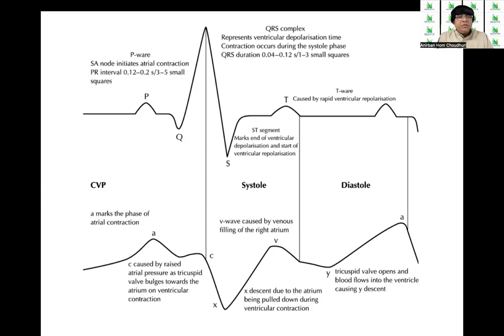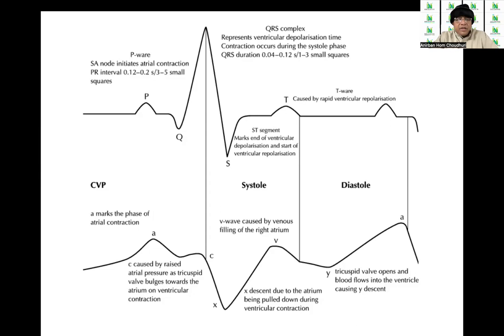And the P wave in the ECG, you can see, is where the SA node initiates atrial contraction, and the PR interval is roughly between 0.12 to 0.2 seconds, and 3 to 5 small squares. And as you can read, this A is correlating, or it falls in the same line as the P's lower half. That is the descent of the P, and the A is in the same line.